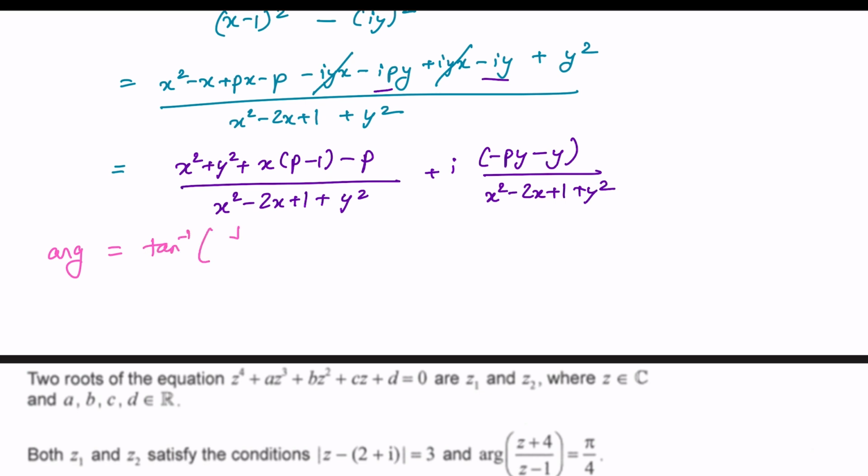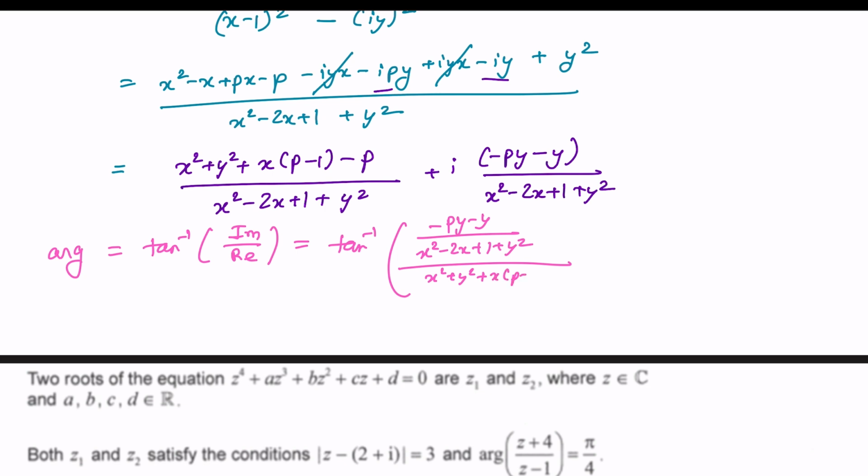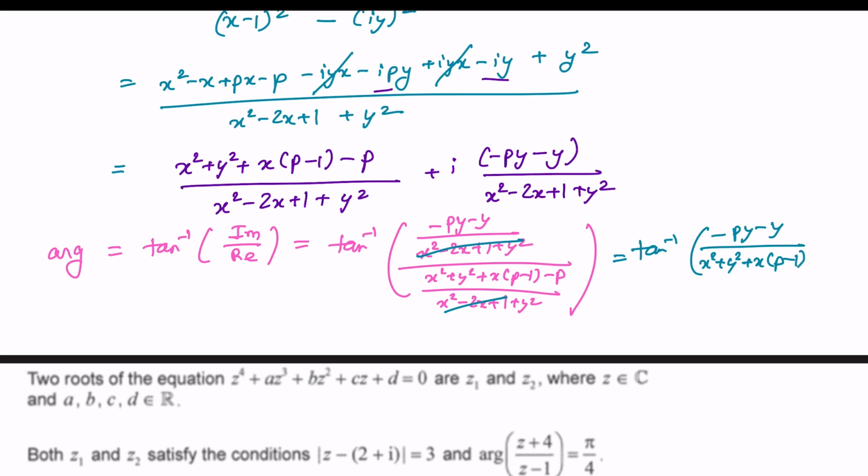Tan inverse of the imaginary part divided by the real part. Tan inverse of minus py minus y divided by x squared minus 2x plus 1 plus y squared, divided by x squared plus y squared plus x times p minus 1 minus p divided by x squared minus 2x plus 1 plus y squared. Now cancel these two out. We get tan inverse of negative py minus y divided by x squared plus y squared plus x times p minus 1 minus p.